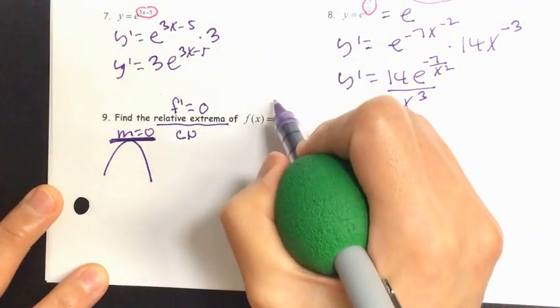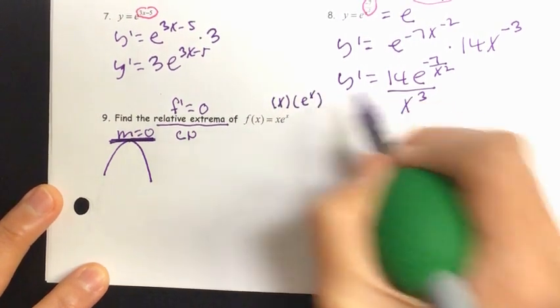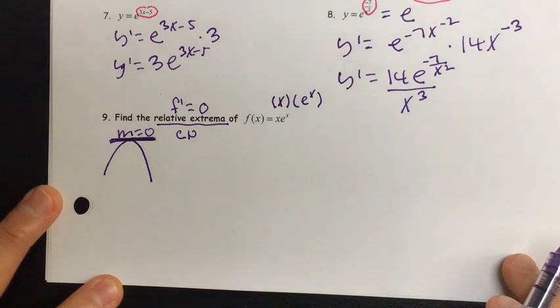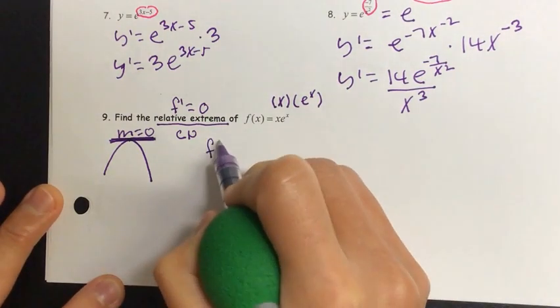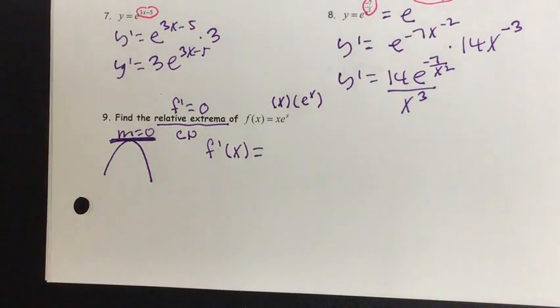So I'm going to rewrite this as our product rule with parentheses, because to me that's friendlier. If you don't need it, that's okay. So f prime. Let's recall product rule. Do we derive first or do we copy the first term?